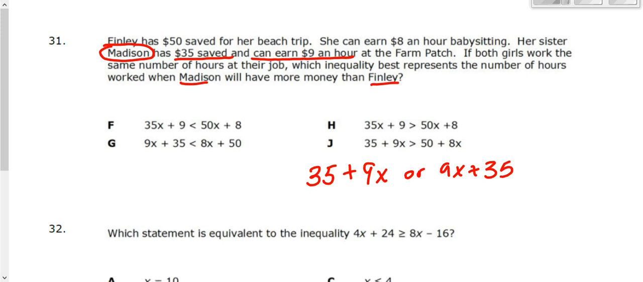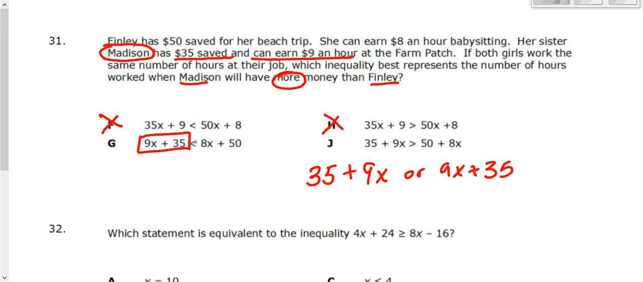Okay, so it looks like I can get rid of F and I can get rid of H. And I'm left with G or J. And I want Madison to have more money than Finley. So I need this 35 plus 9x, or 9x plus 35, to be the one that is greater. So let's look at G first.